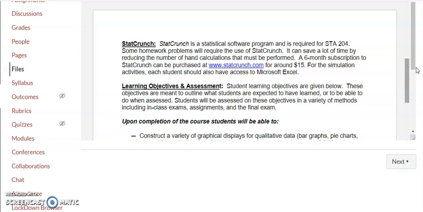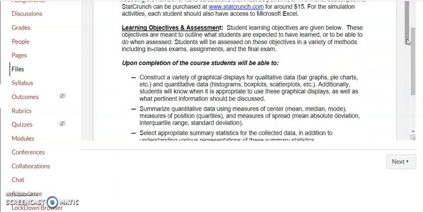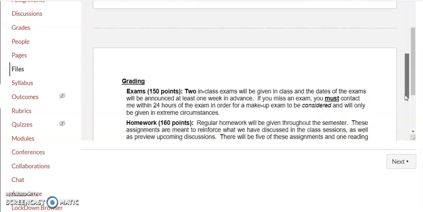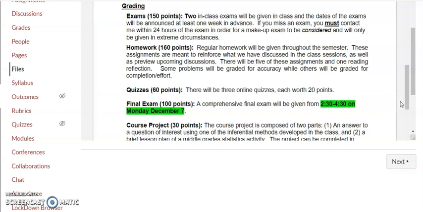On the syllabus, I have the learning objectives for the course, as you can see. And you can read through those at your leisure. And then grading. Okay, so in this class, there's going to be 2 semester exams. Each will be 75 points. There'll be 5 homework assignments and then 1 reading assignment. The initial reading assignment is 10 points. Every other homework assignment will be 30 points. So that's 160 points. There'll be 3 online quizzes, 20 points each, 60 points. A 100-point final, and then a course project.